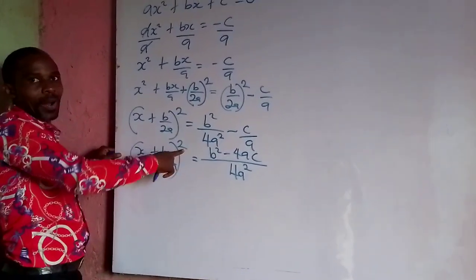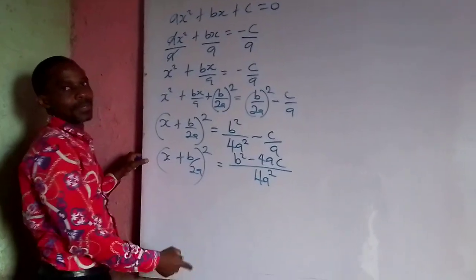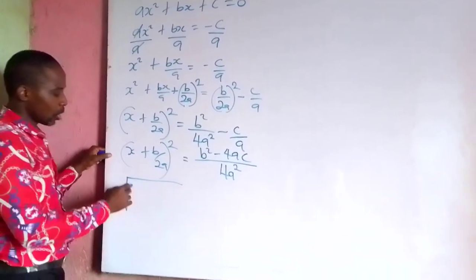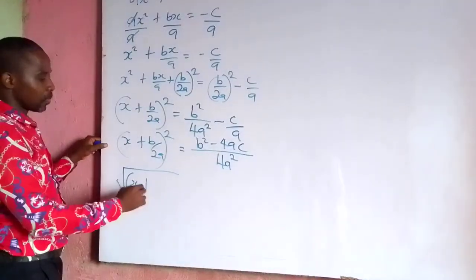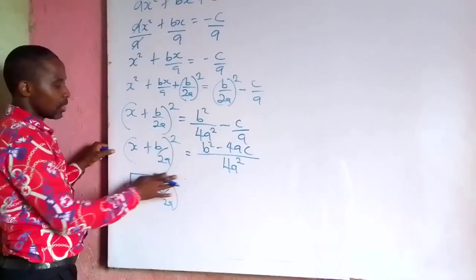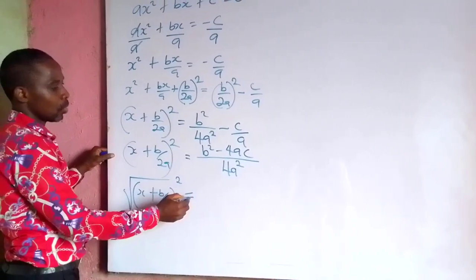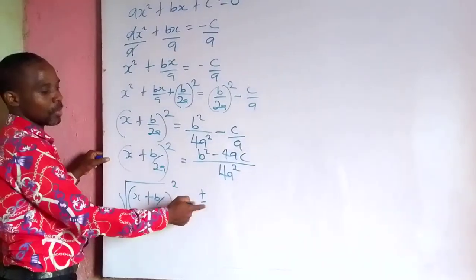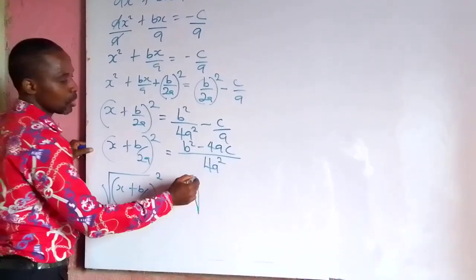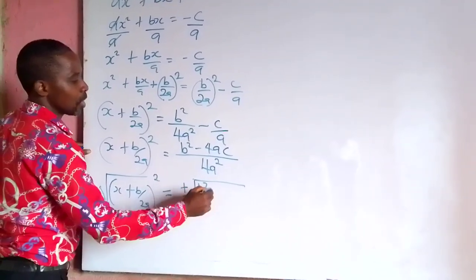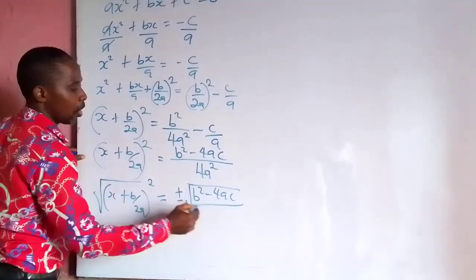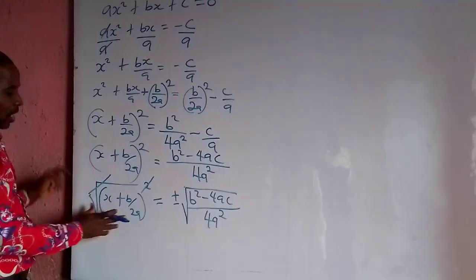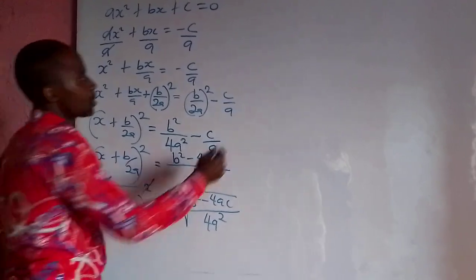Look, to remove this raised to power 2, we are going to take the square root of both sides. Square root of this side, square root of this side. So we write it like this: square root of bracket x plus b over 2a, raised to power 2, is equal to, because we are bringing the square root here, we write plus minus. That is the rule. Square root of all these: b squared minus 4ac all over 4a squared. So this will cancel this. This thing will now come out.